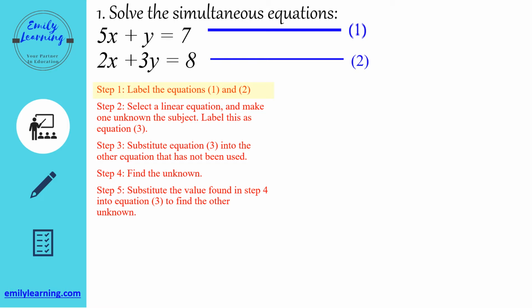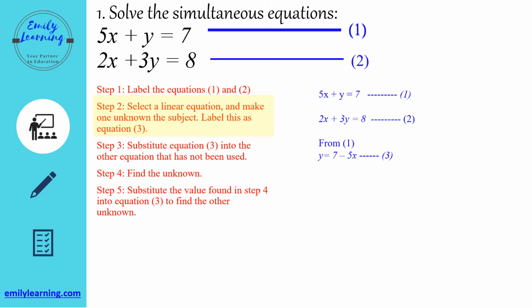In the first step, label the equations 1 and 2. So these are the two equations given. Let's label them. Next, select a linear equation and make one the unknown. Since both are linear equations, we can use equation 1 or 2. I'll choose equation 1. Then I'll make y the subject.